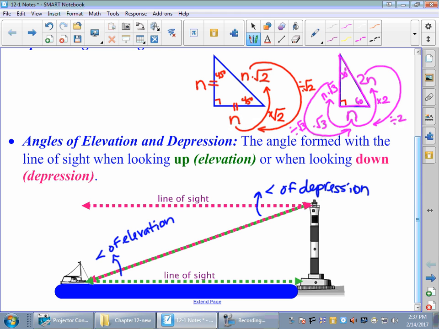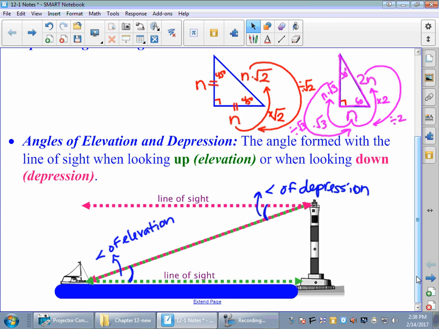Now these two angles, inside here and inside here, are congruent angles because they're alternate interior angles. So it's just important if they tell you that the angle of depression is 20 degrees, you got to make sure you put 20 degrees in the right spot. So a lot of your word problems will involve that terminology.